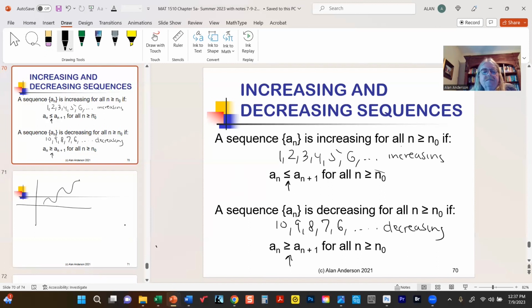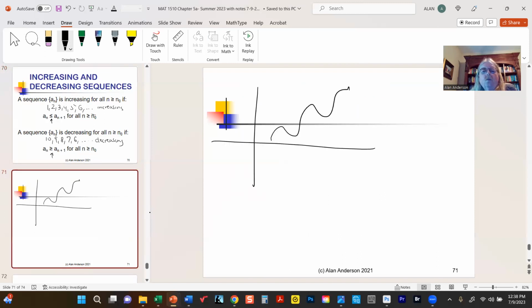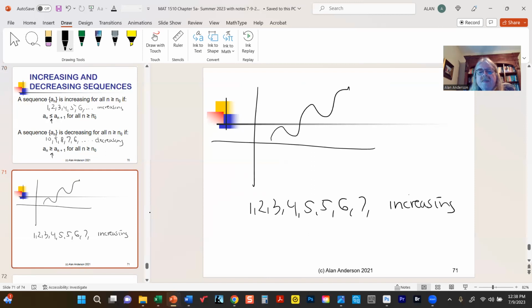So in other words, 1, 2, 3, 4, 5, 5, 6, 7. There's a tie here between 5 and 5. We still call this increasing because it never actually went down. And with a decreasing, we have something like this. And again, there's a tie here, but it never actually went back up again. So this one still qualifies as decreasing.